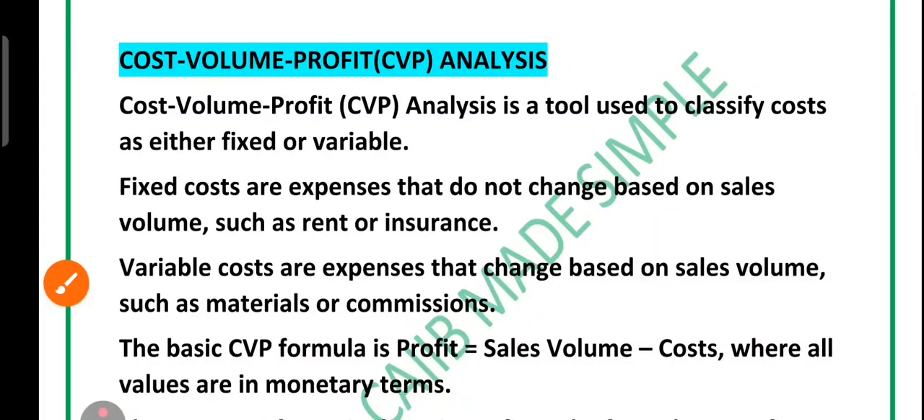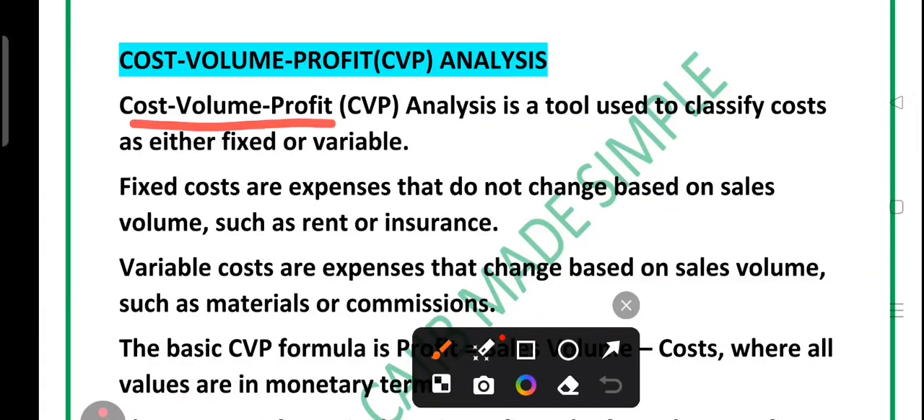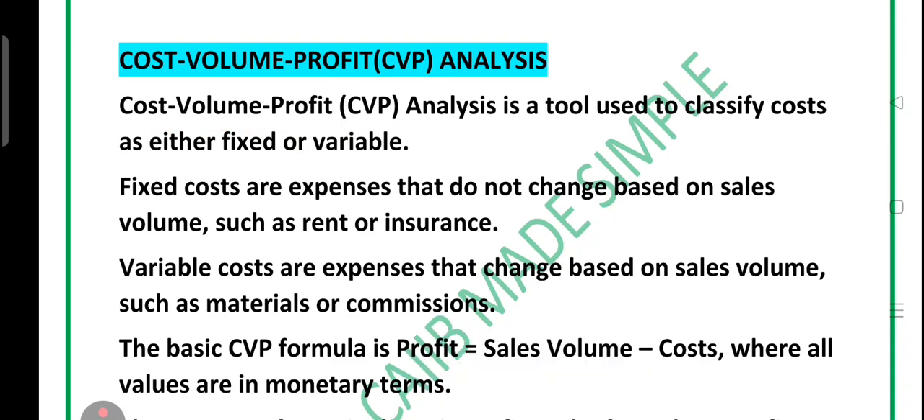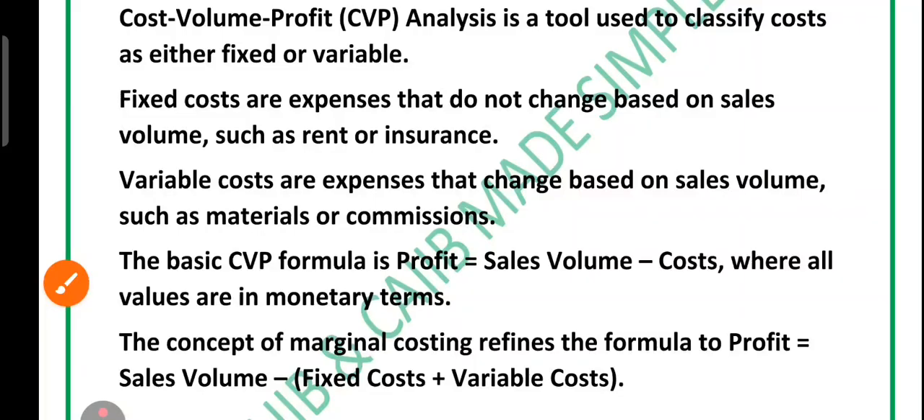Managers often use something called CVP, cost volume profit analysis. This is like a dashboard. It tells you how cost, sales volume and profit are linked together. First of all, we will classify cost into fixed and variable, right? Two kinds of cost are there, fixed cost and variable cost.